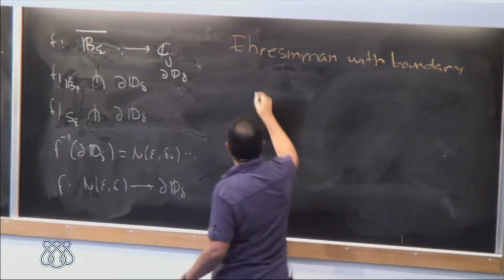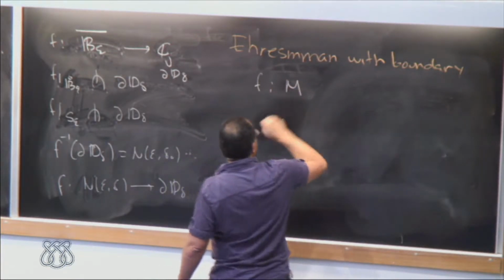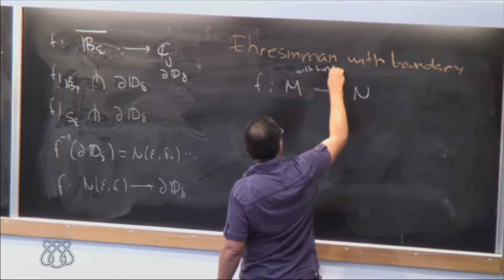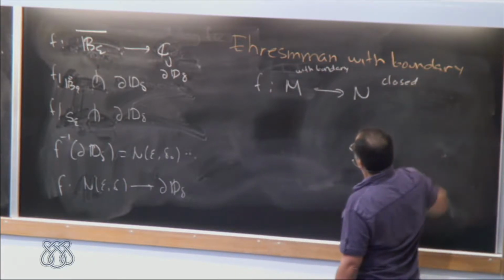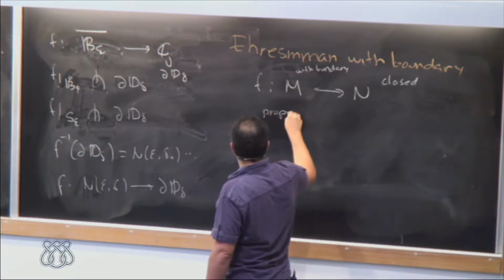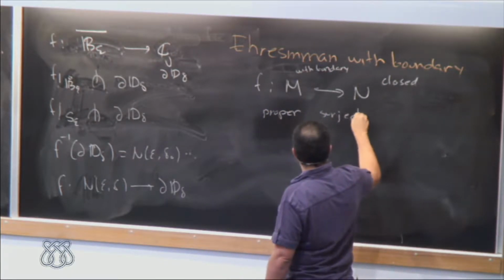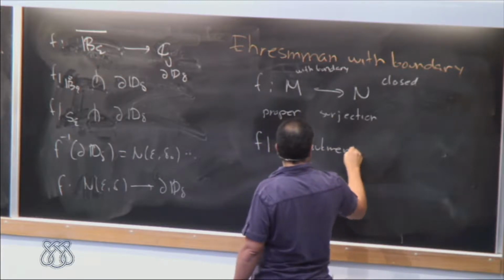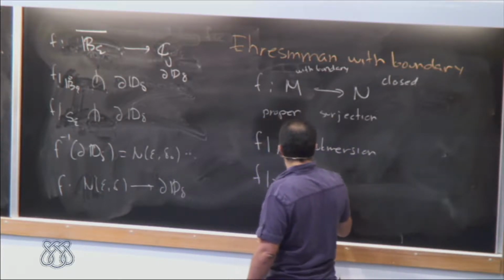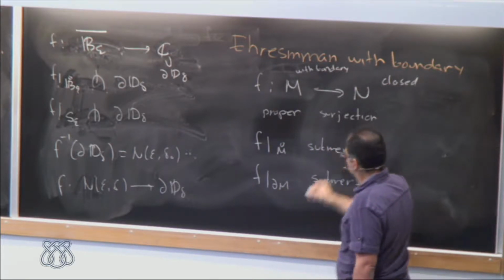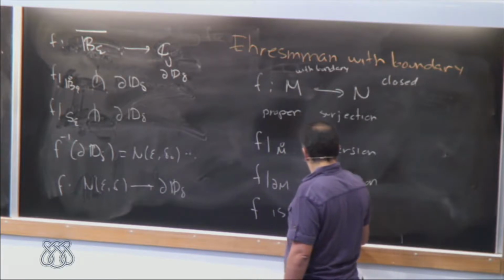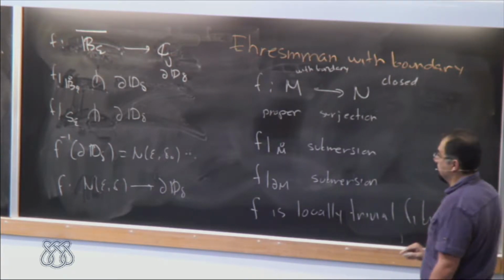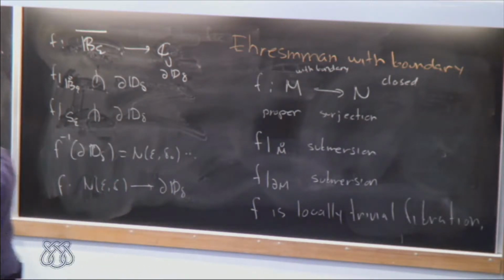So what we have is a map from M to N. This is with boundary, this is closed. So F is a proper surjection, and F restricted to the interior of M is a submersion, and F restricted to the boundary is also a submersion. Then F is a locally trivial fibration. Okay? So this is how we get this fibration on the tube.